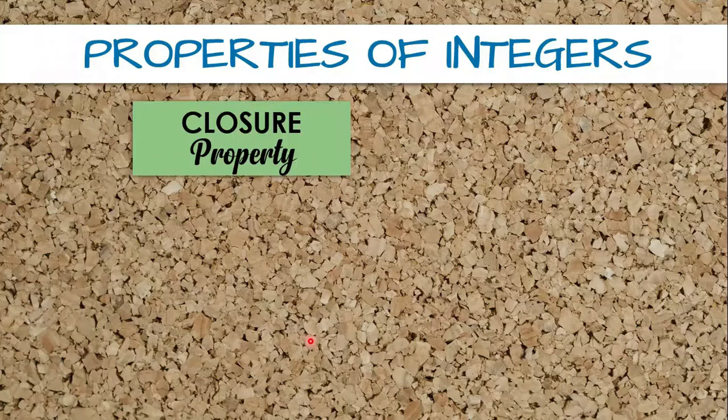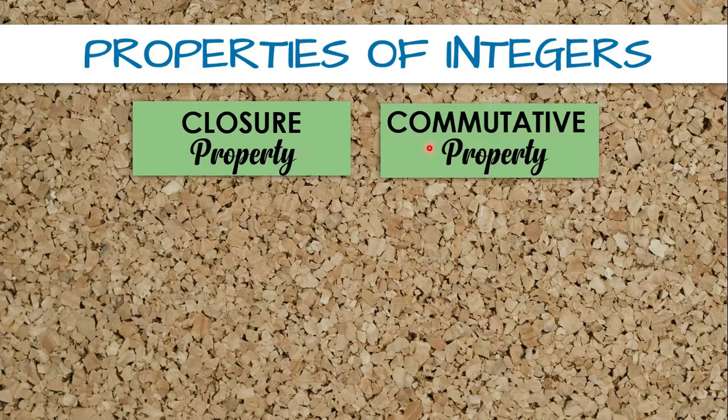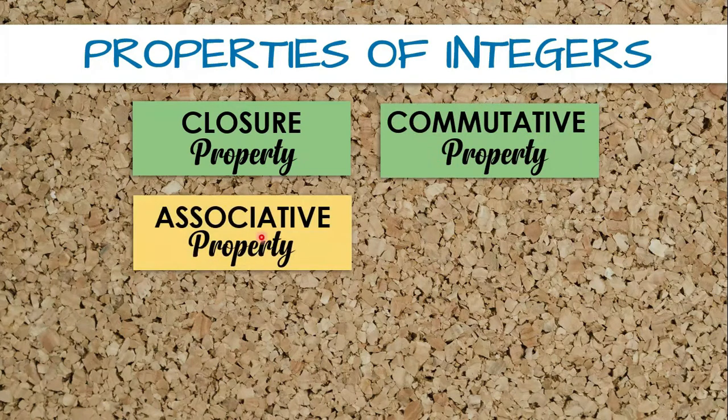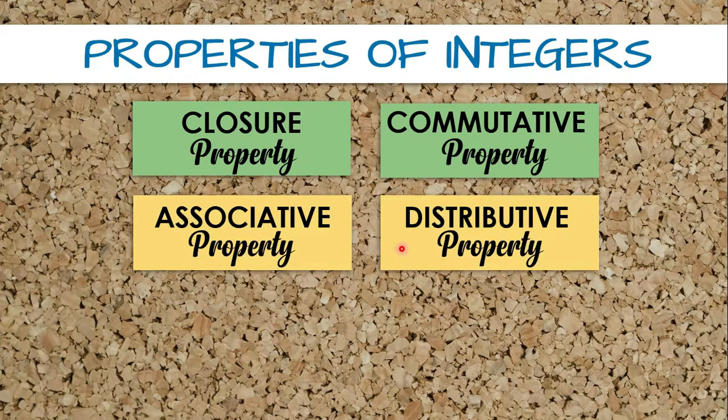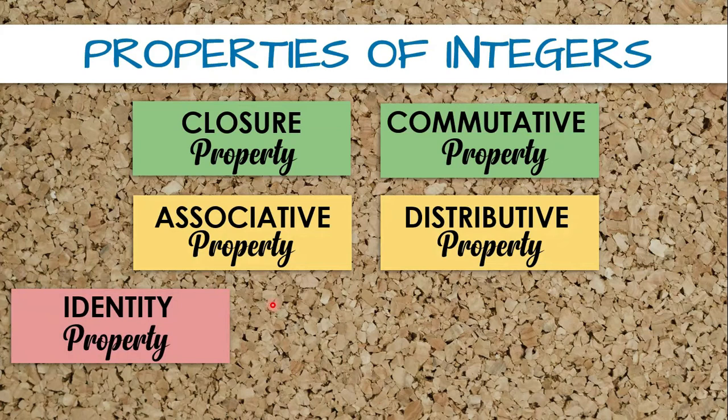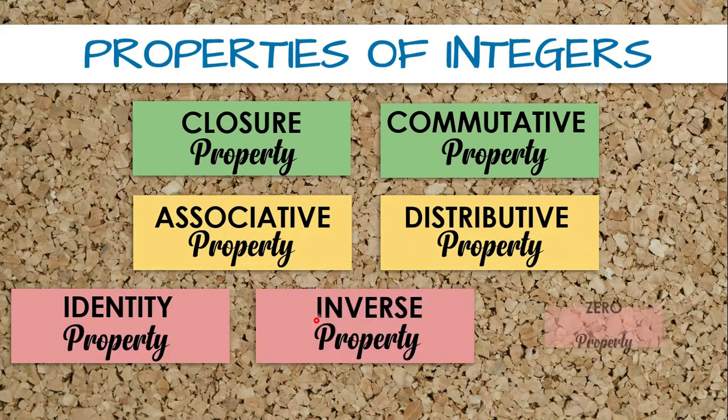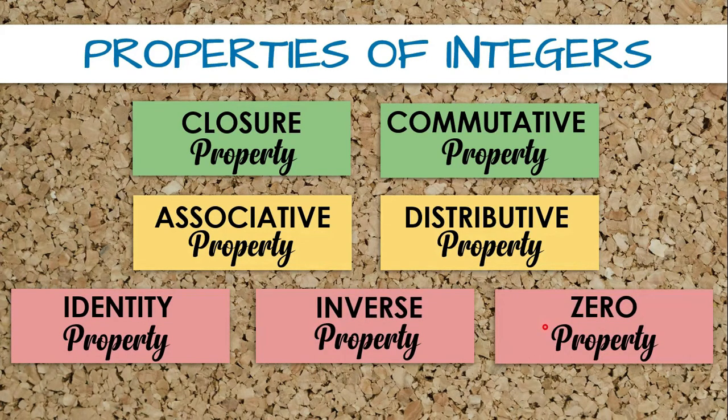Again, for properties of integers, we have closure property, commutative property, associative property, distributive property, identity property, inverse property, and zero property. So those are the properties of integers.